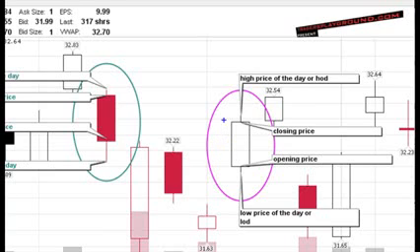I'm going to go over that real quick. High of the day here, the open was here. The close was here. At the end of this wick, that's the high of the day and the low of the day. Okay?